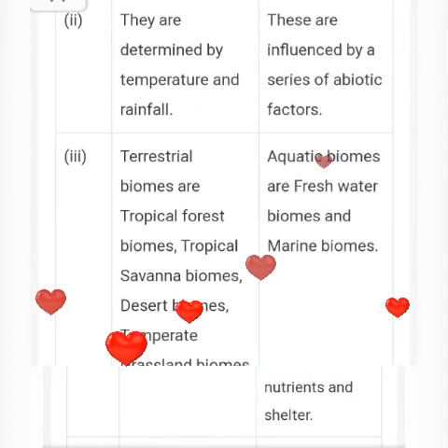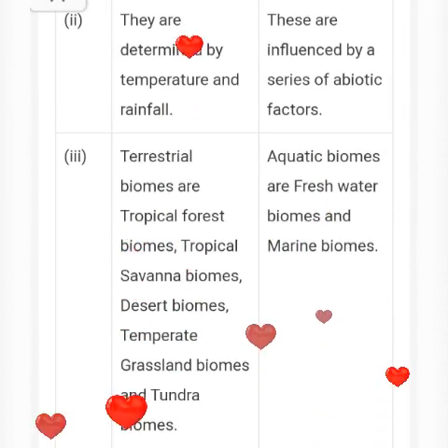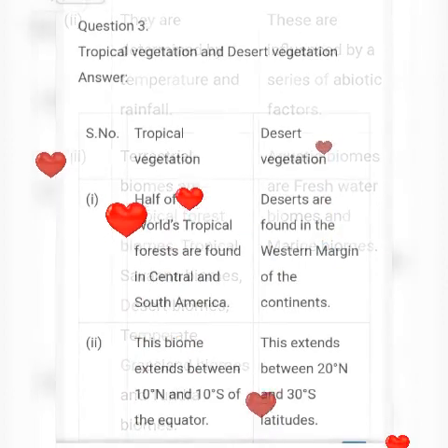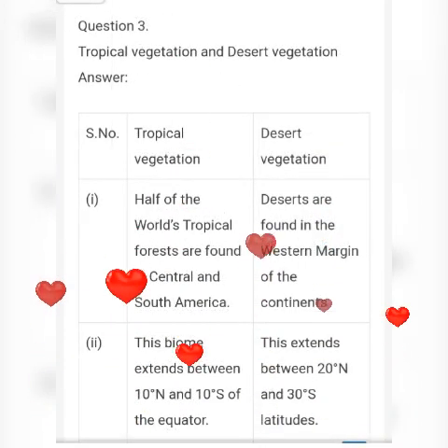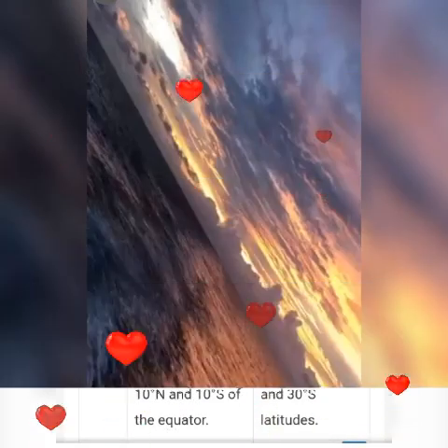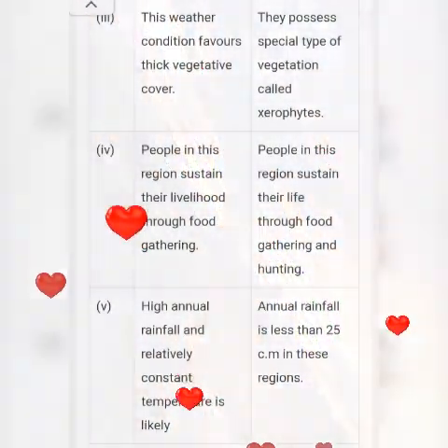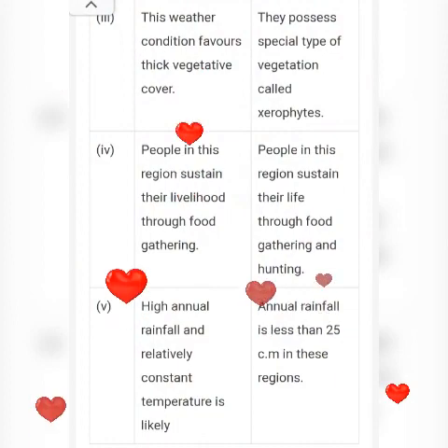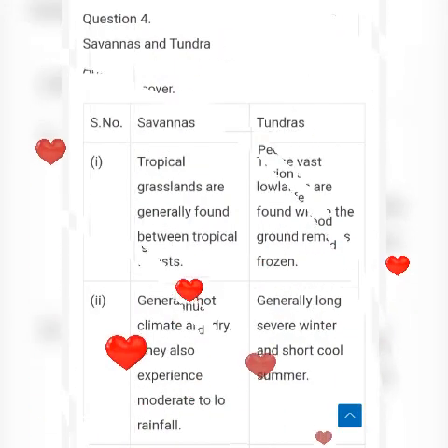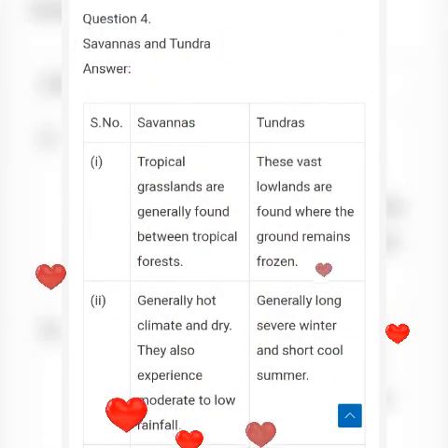Desert biomes are usually found in the western margin of the continents between 20 degree and 30 degree north and south latitudes. That is due to the lack of rainfall. These regions do not possess much vegetation, but they have a special vegetation type called xerophytes.